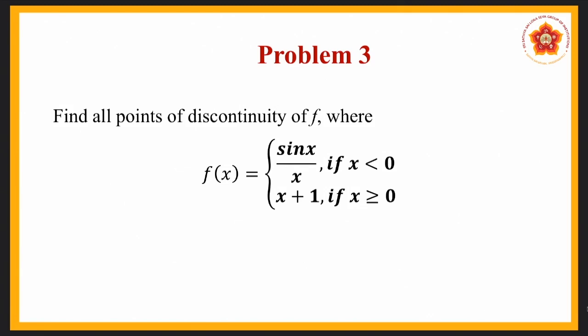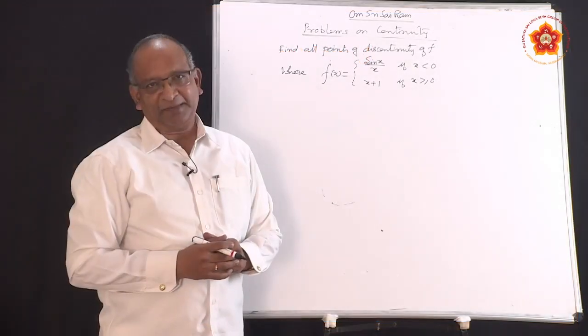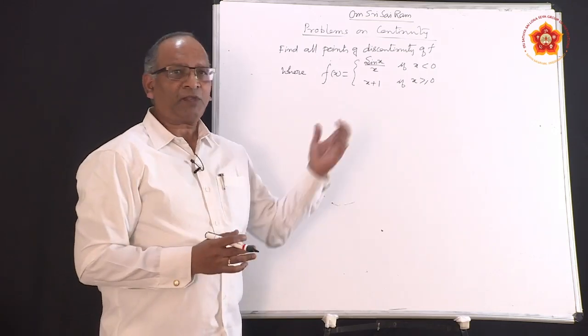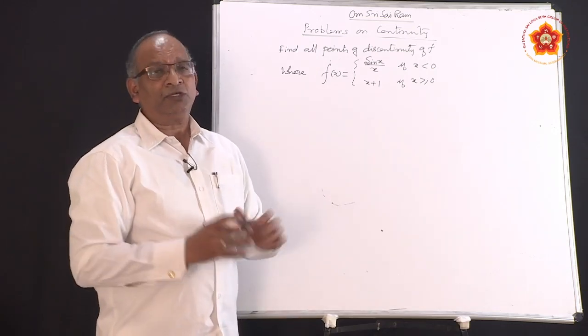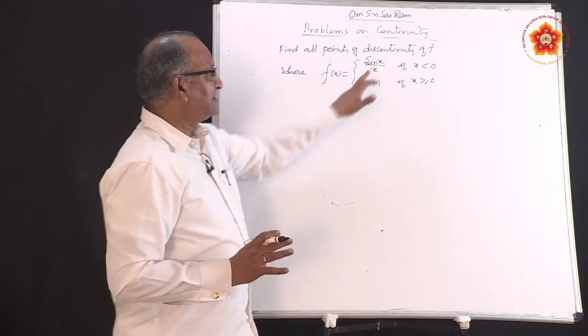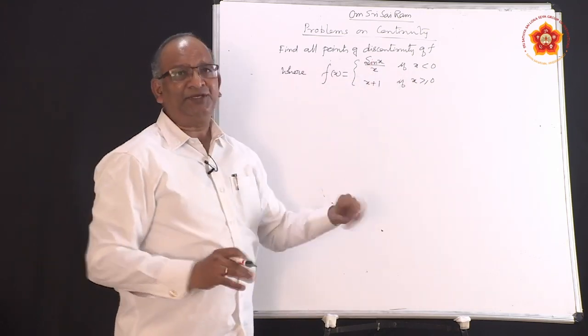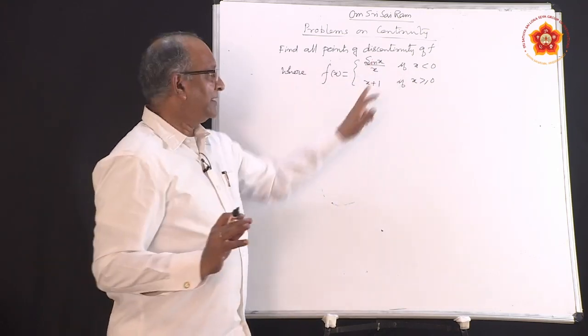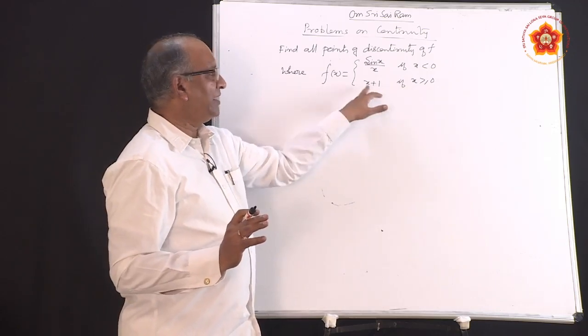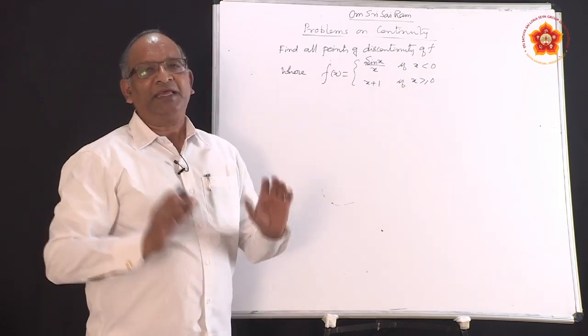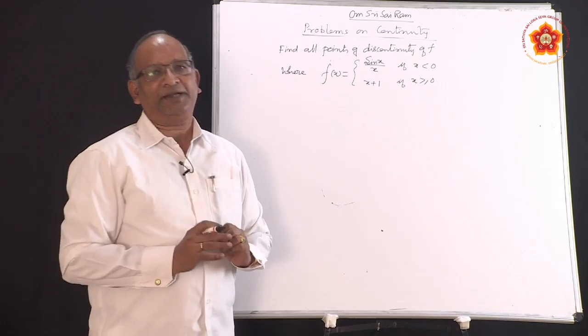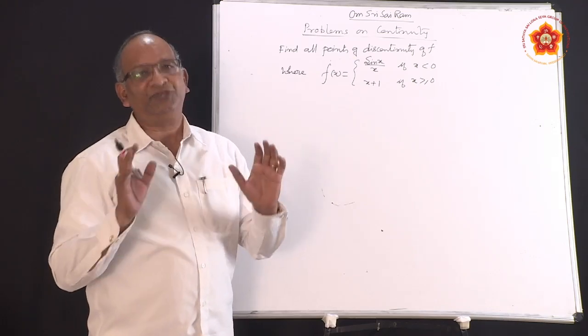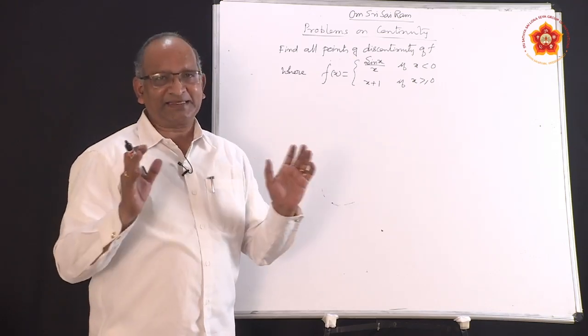What about x plus 1? Very simple, it is a polynomial function, so it is continuous. So, in the given intervals sin x by x for less than 0 is always continuous, and for greater than or equal to 0, x plus 1 is also continuous. If at all there is going to be any point of discontinuity, it is only 0. So, let us check at x equal to 0.